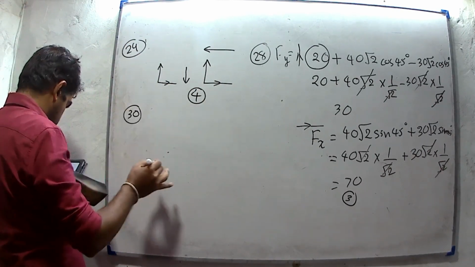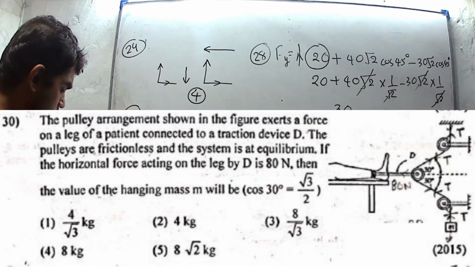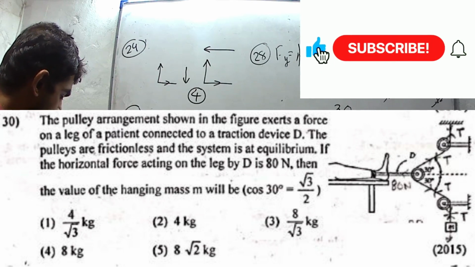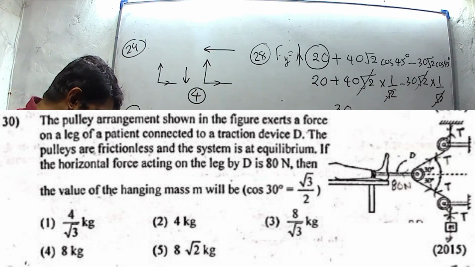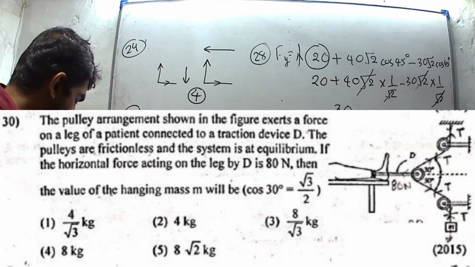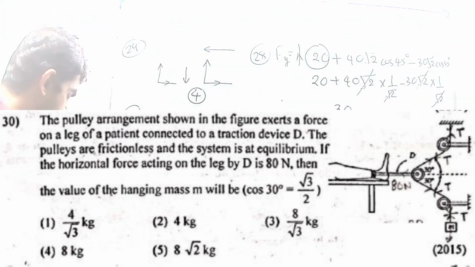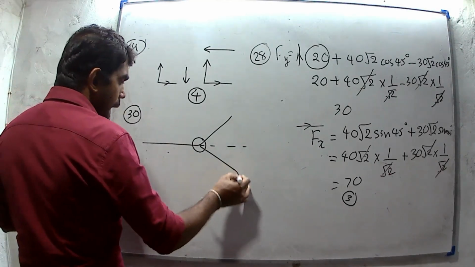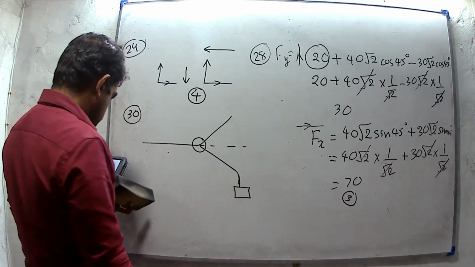Then 30. There is a diagram like this. The pulley arrangement shown in the figure exerts a force on a leg of a patient connected to a traction device D. The pulleys are frictionless and system is at equilibrium with the horizontal force acting on leg D is 80 Newton. Then value of the hanging mass will be, they have given 30 value. Hanging mass is this one. It is equal to tension.